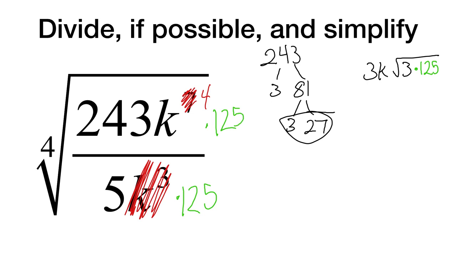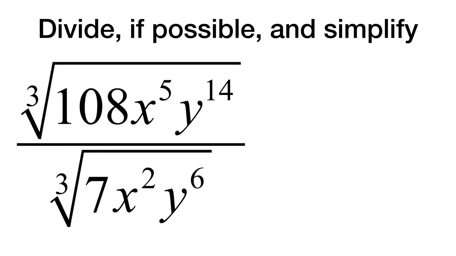So this ends up becoming, as our final answer, 3k cube roots of 375 all over 5. All right, let's try another one. 108 does not, you can't divide 7. You'll get a fraction or a decimal. So that doesn't work, but I can do some of these others.